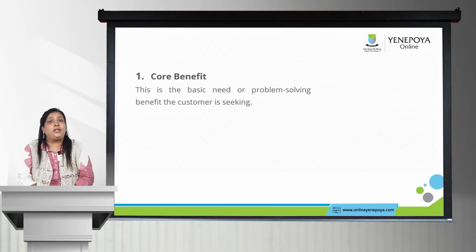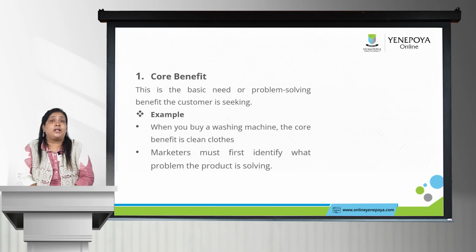This is the basic need or problem solving benefit the customer is seeking. Example, when you buy a washing machine, the core benefit is clean clothes. And the marketers must first identify what problem the product is solving.